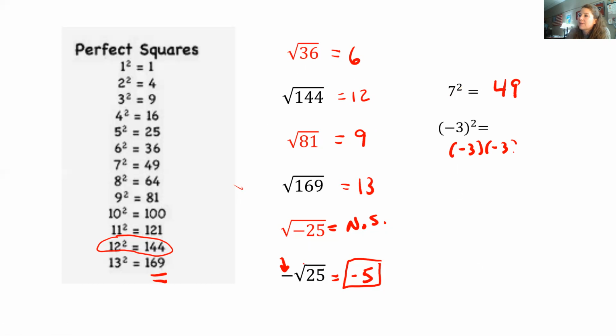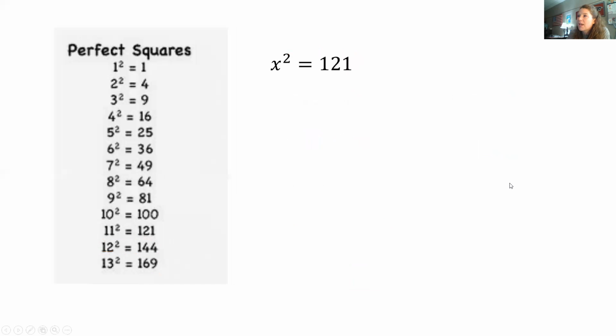A negative times a negative is positive 9. 4 squared, we have 16. And what else? Negative 10 squared, negative 10 times negative 10 is positive 100. All right, so then we have this little equation right here.